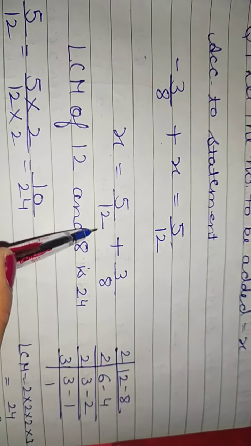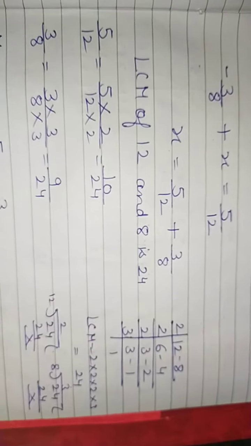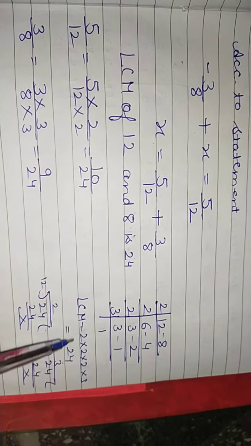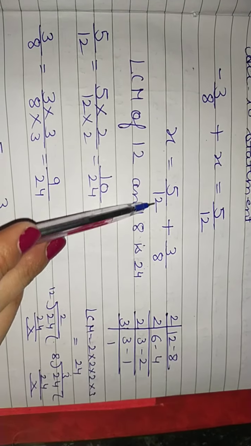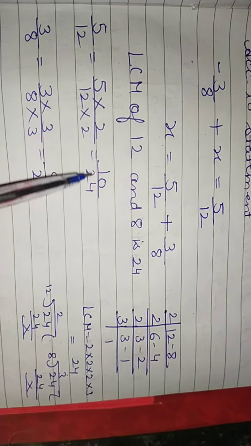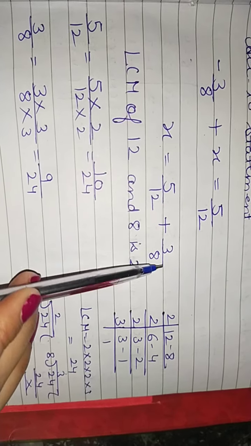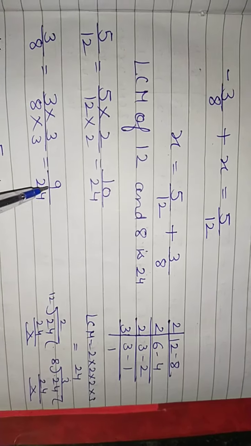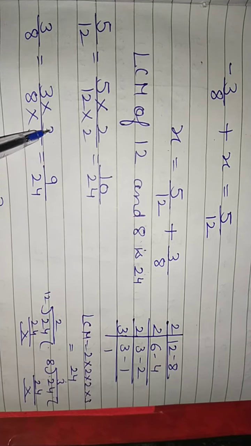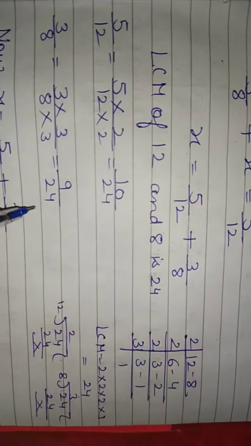Now we will find the LCM of 12 and 8, and it is 24. Now we will divide 24 by the denominators 12 and 8 respectively. When we divide 24 by 12, we get the quotient 2, and we will multiply both the numerator and denominator by 2 and get another rational number. When we divide 24 by 8, we get the quotient 3, and by multiplying both the numerator and denominator by 3, we get a new rational number, that is 9 by 24.